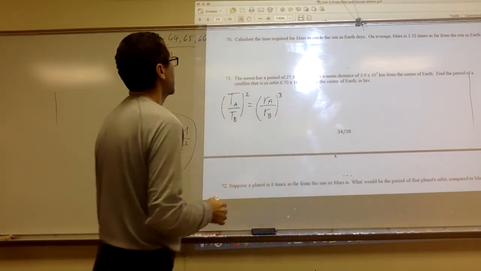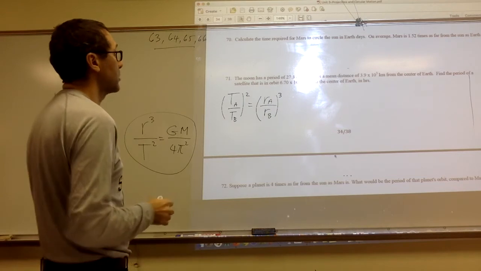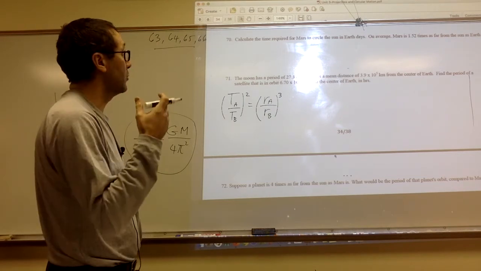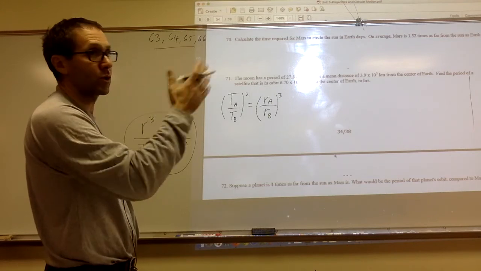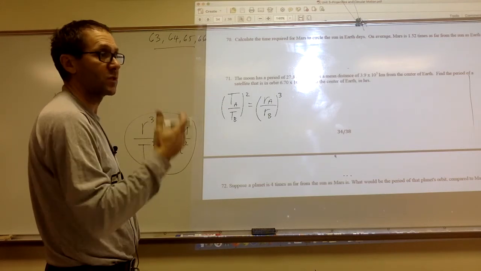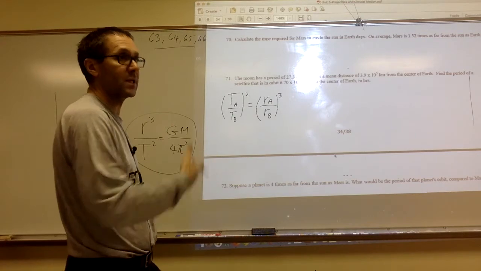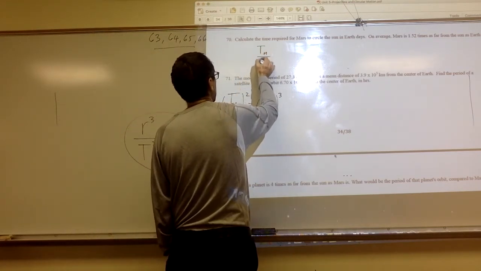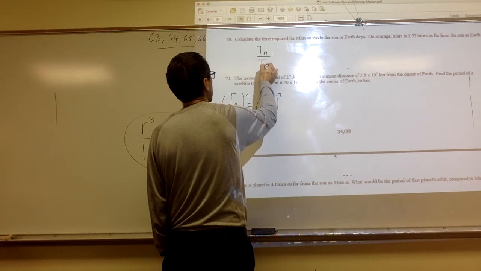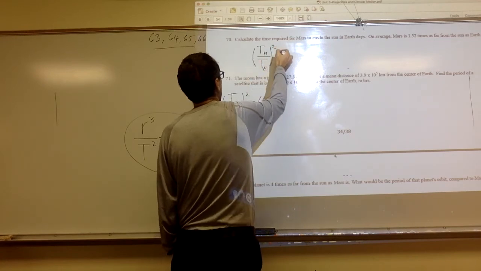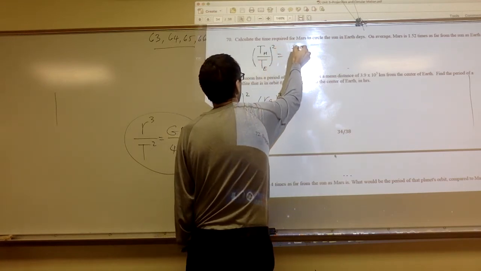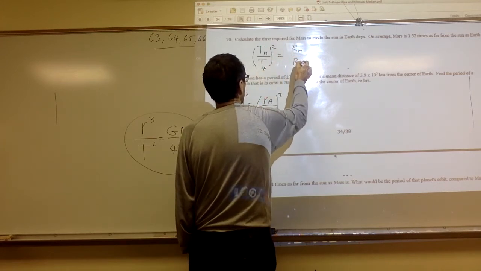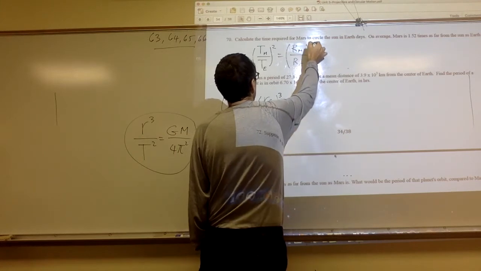Okay. Calculate the time required for Mars to circle the sun in Earth days. Now, I know a lot of things about Earth. So whenever it says a planet that goes around the sun, my first instinct is to use the Earth as the other planet. So the time for Mars over the time for Earth, squared, equals the radius of the orbit of Mars over the radius of the orbit of Earth, and that's going to be cubed.